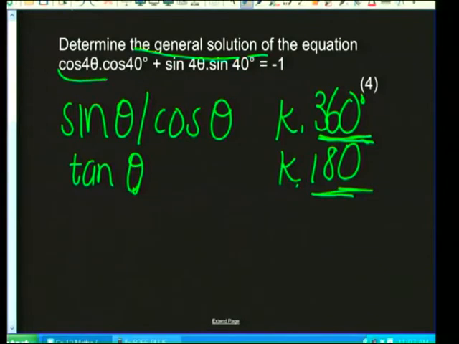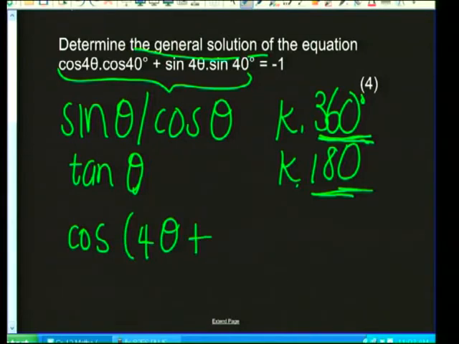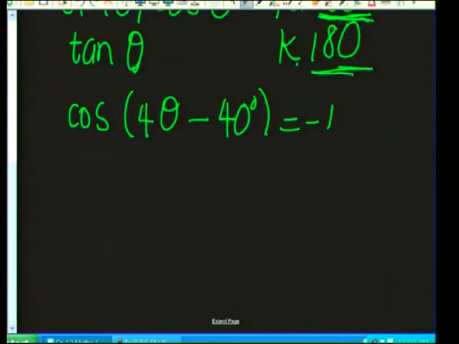Now if you look at this, it actually resembles the cos compound identity. So it will be cos of 4 theta plus 40 degrees. Actually, it's a negative, because remember, the cos, the one with the plus is the one with the negative, equal to negative 1. Now, we want to get rid of this cos so that we only have theta, because in essence we need to just get theta on its own.